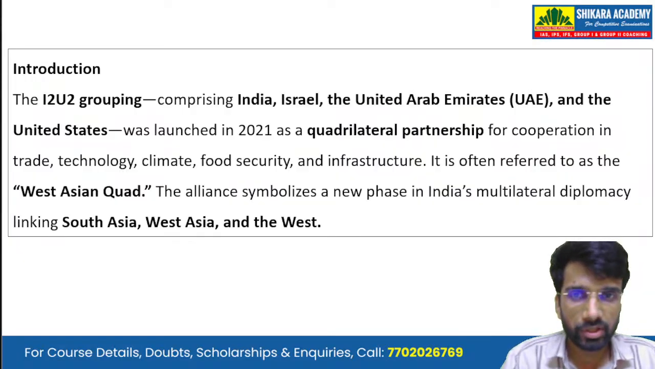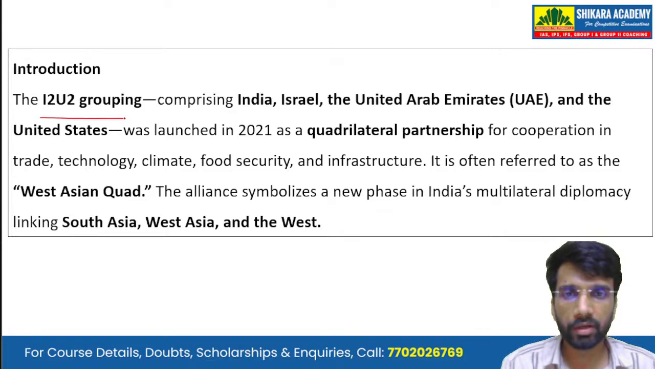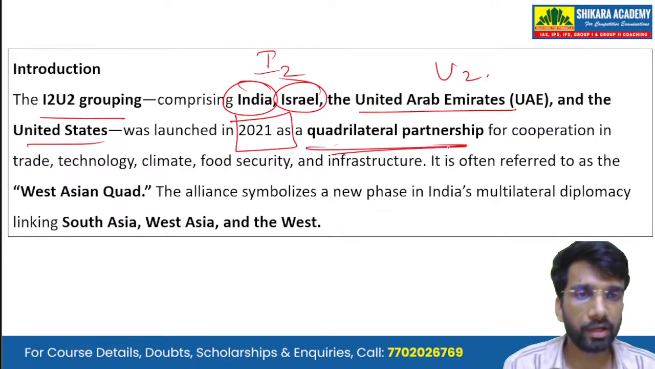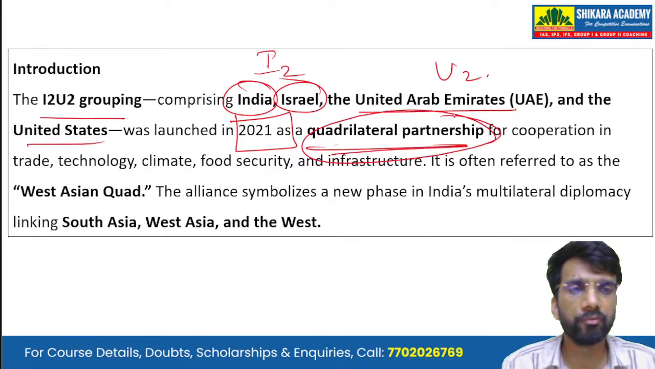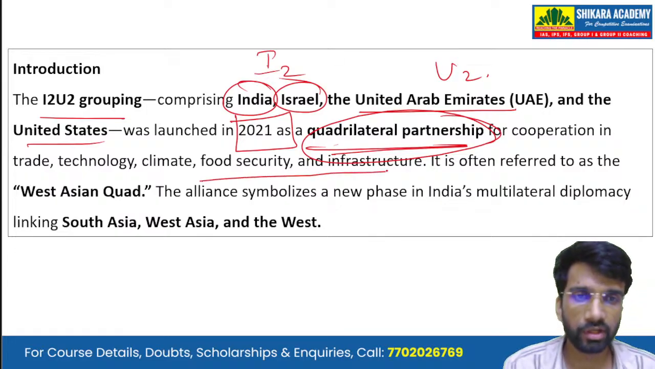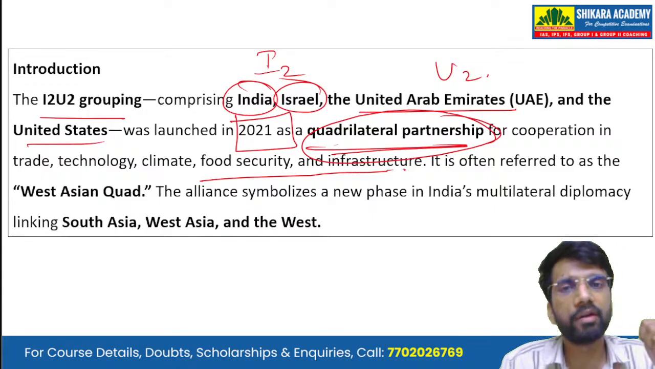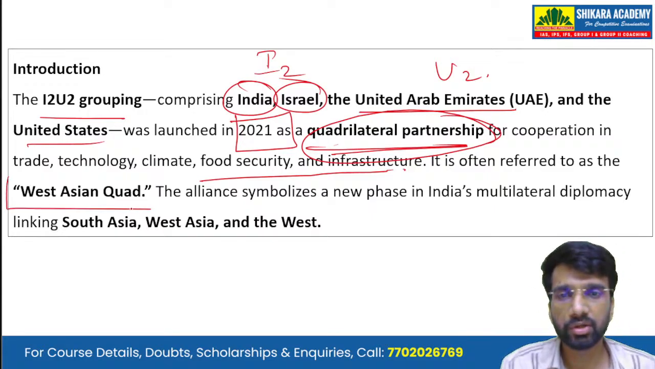So starting with the introduction. The I2U2 grouping comprises India, Israel, that is I2, and UAE and the US, that is U2. It was launched in 2021 as a quadrilateral partnership for cooperation in trade, technology, climate, and food security infrastructure. And this I2U2 is often referred to as the West Asian Quad.